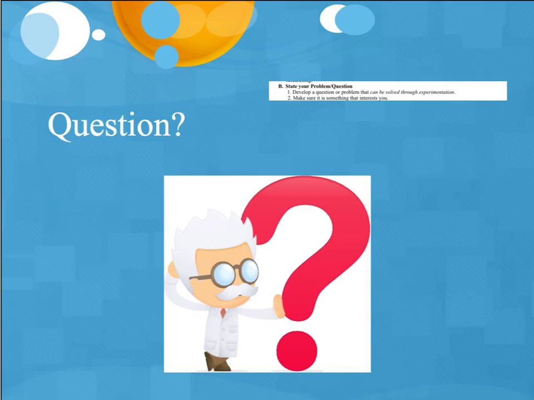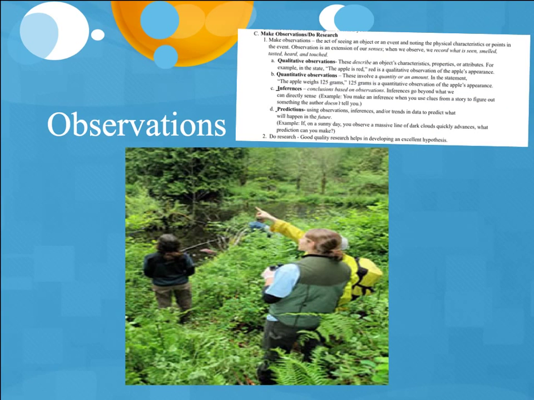But one of the earlier steps in the scientific method is to state your problem or ask a question. The question must be something that you can find the answer to using an experiment. Now, like I said, the question may come first or it may come after you've done some observations.